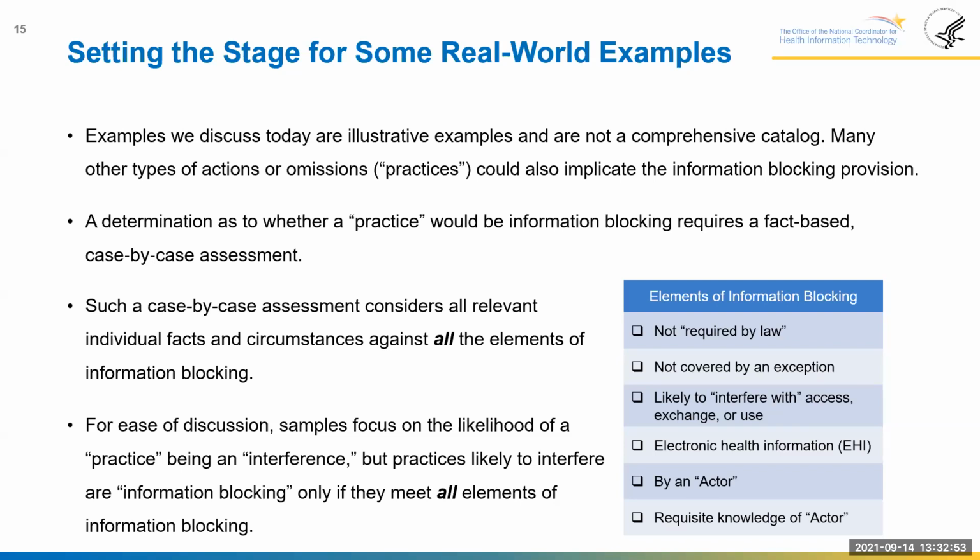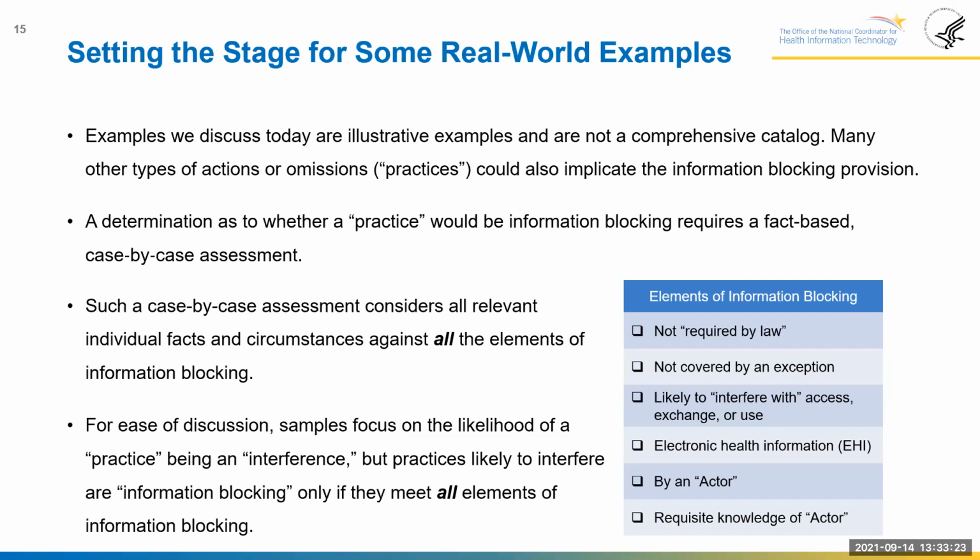So examples we discussed today are illustrative examples, and they're not a comprehensive catalog. Many other types of actions or omissions practices could also implicate the information blocking provision. A determination as to whether a practice would be information blocking requires a fact-based case-by-case assessment that considers all relevant individual facts and circumstances against all elements of information blocking.